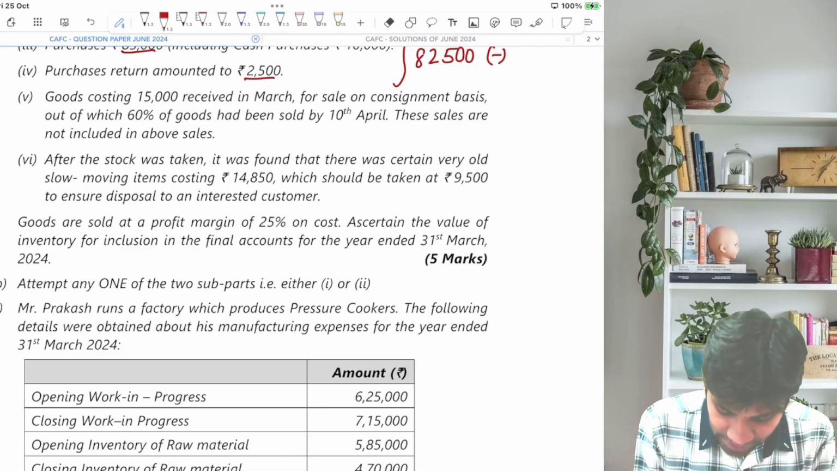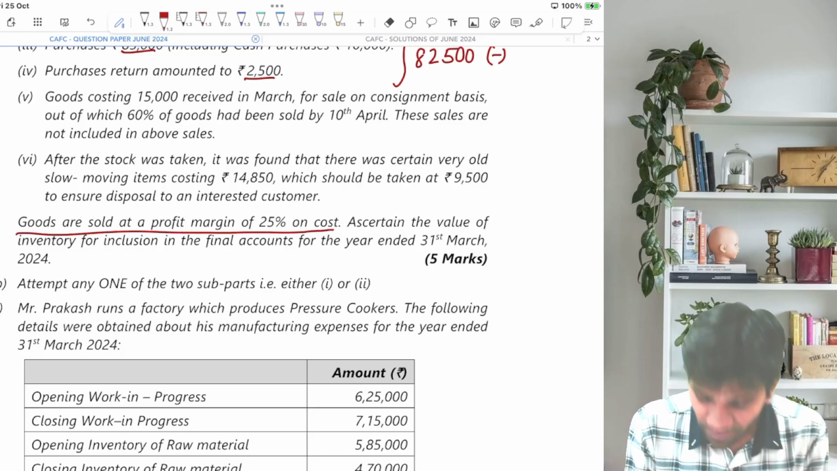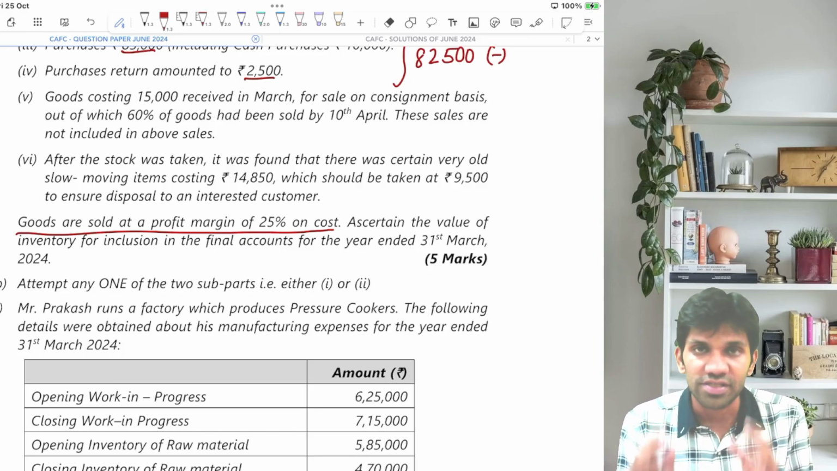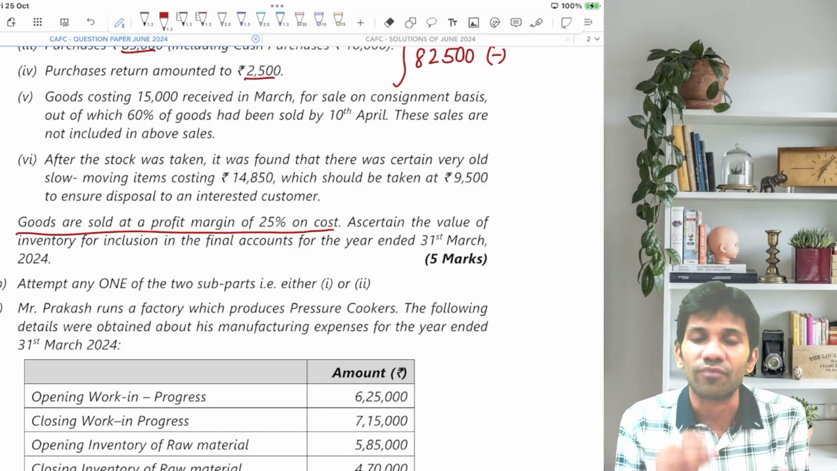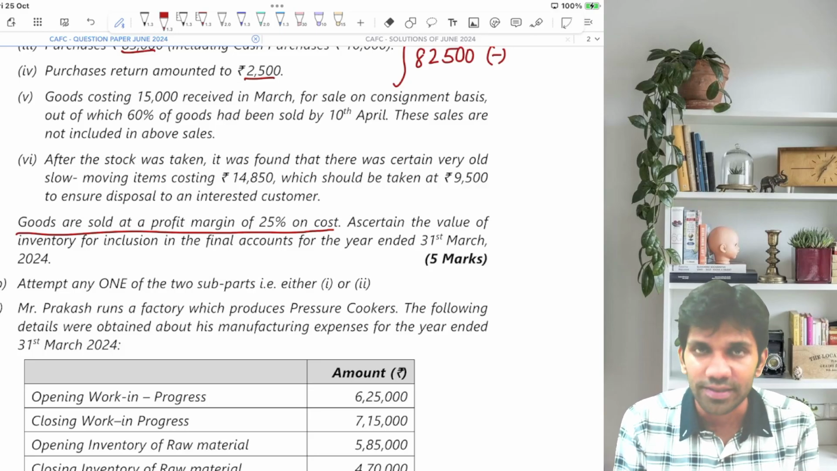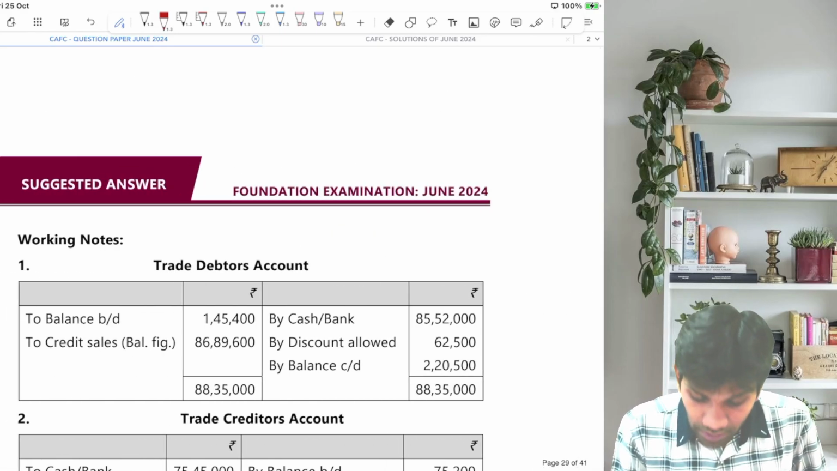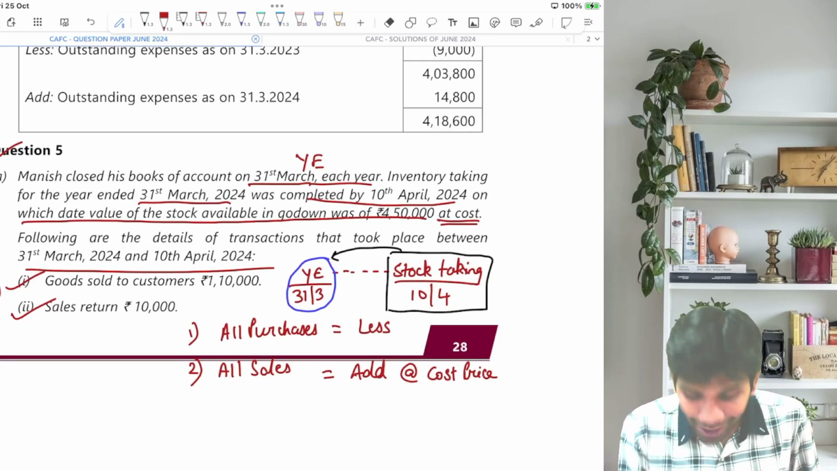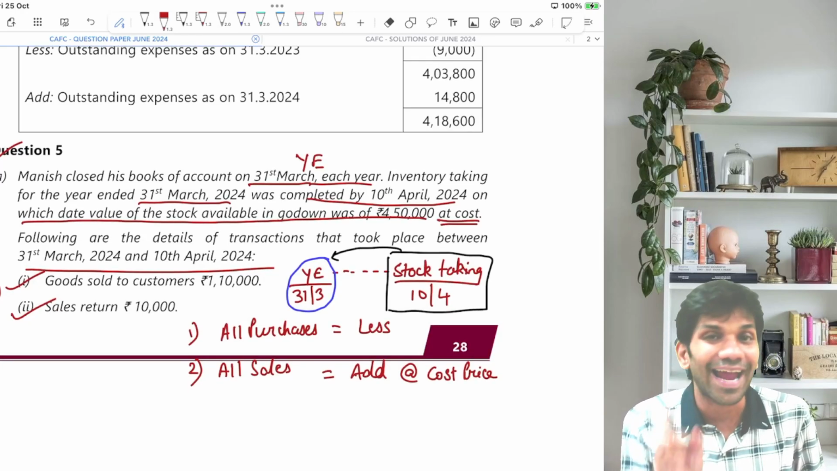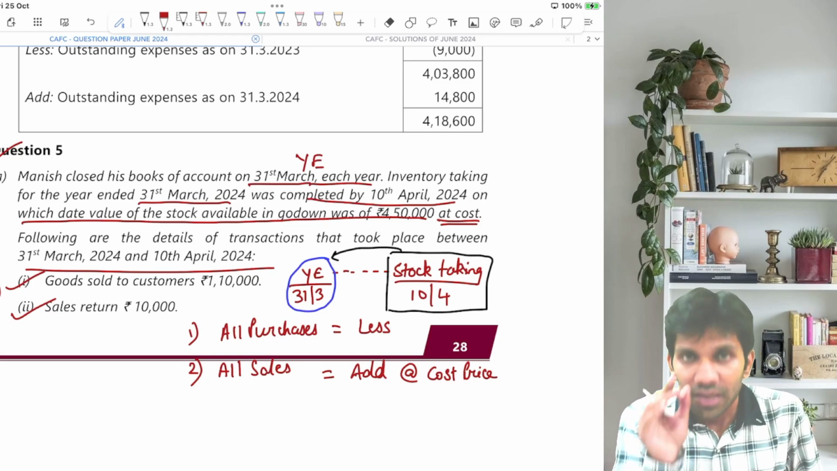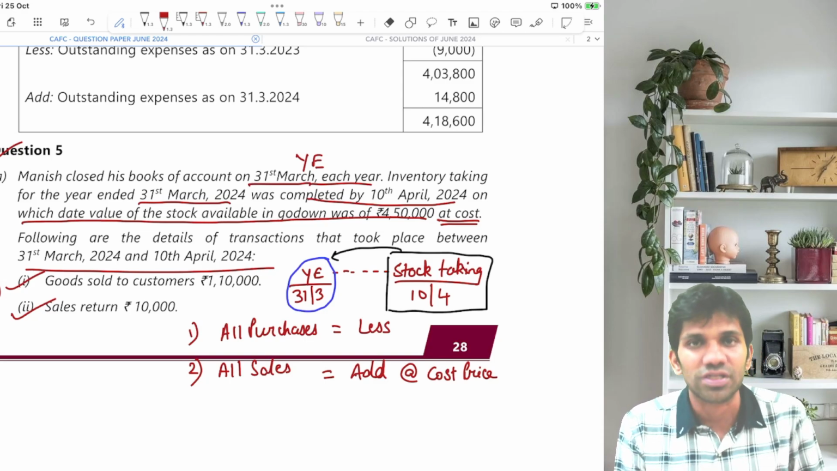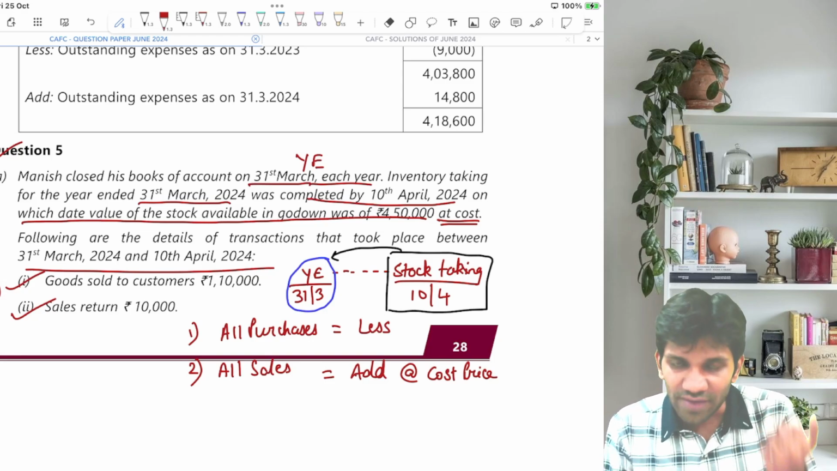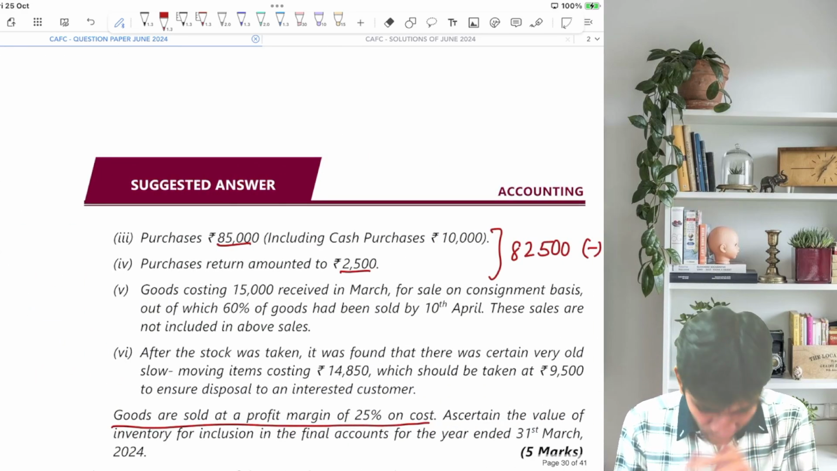Now let's read this line before going for the adjustment. Goods are sold at a profit of 25% on cost. Now this is the profit element, so they are charging profit of 25% on the cost price. So we will not add 1 lakh rupees, we will bring 1 lakh to cost, and in that 1 lakh 25% profit is included, so 75,000 is the cost price, so 75,000 will be added back. I hope it is very clear.